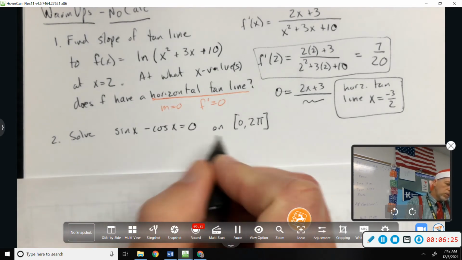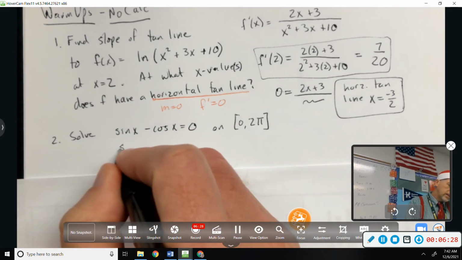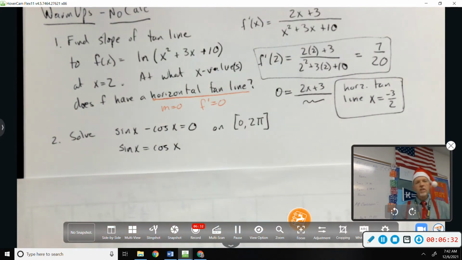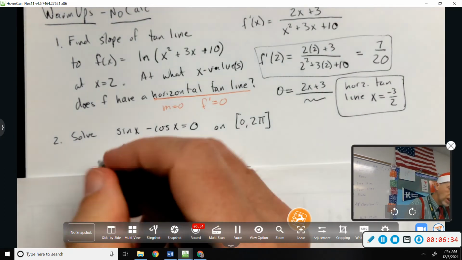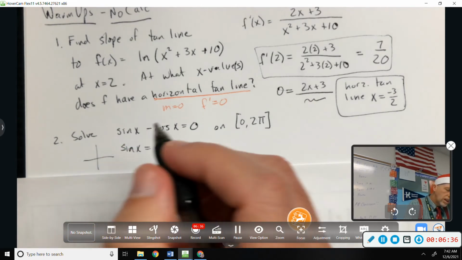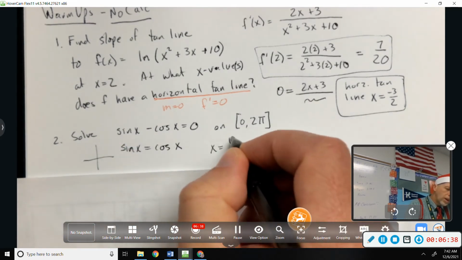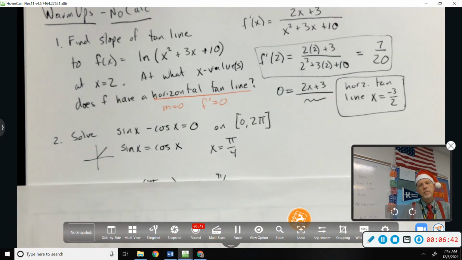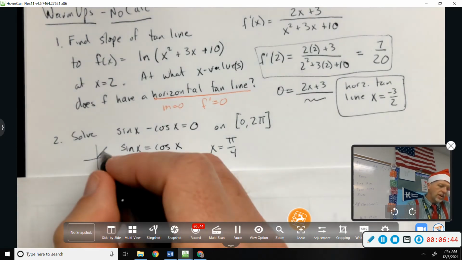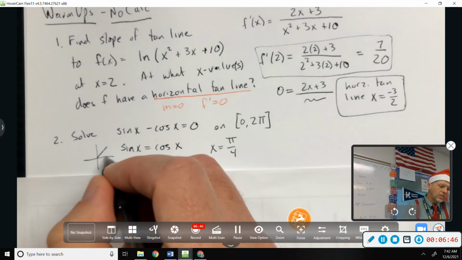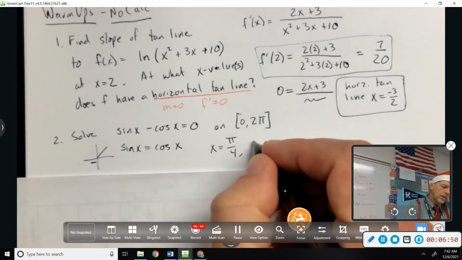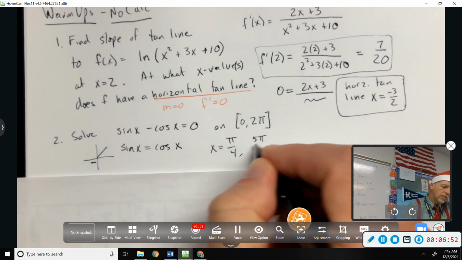Number 2. I think I would move the cosine over and then just start thinking where does sine equal cosine. And hopefully you think pi over 4 is not too bad, because that's where they're both root 2 over 2. And then outside of that quadrant, they have different signs, except in the third quadrant, they're both negative. So that would be 5 pi over 4.